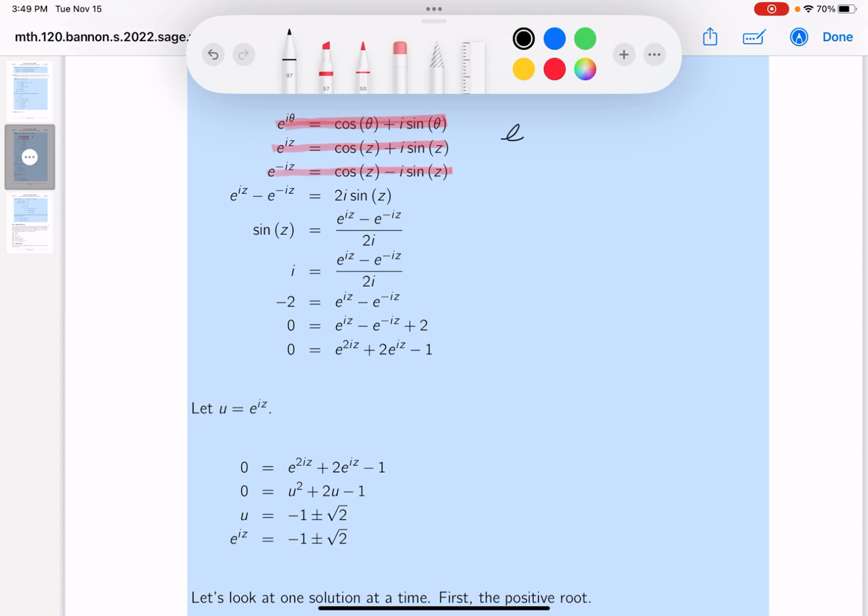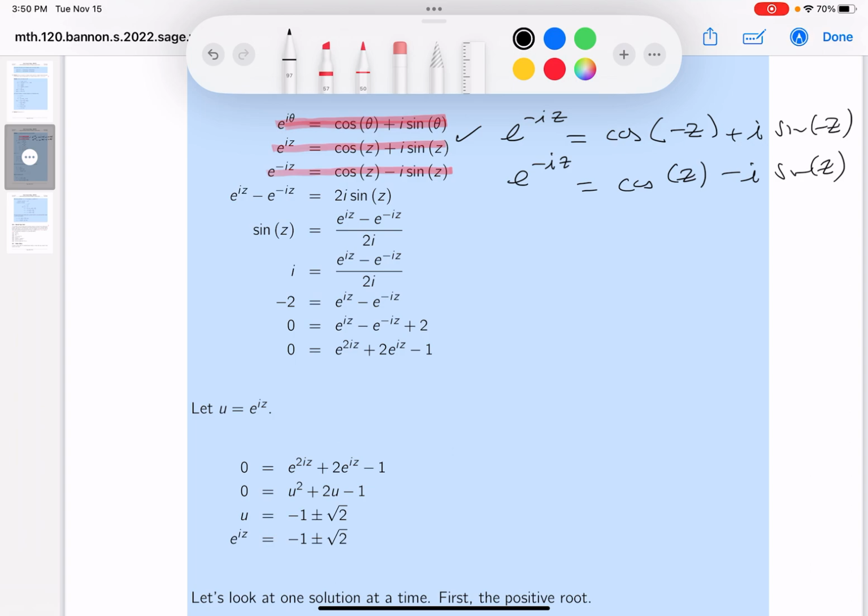So e to the minus iz would be equivalent to the cosine of minus z plus i sine of minus z. Again, I'm using this identity here. If you do that, e to the minus iz, using even-odd identities, would be cosine of z minus i sine of z. All right, so that's not too bad. I got that over there.